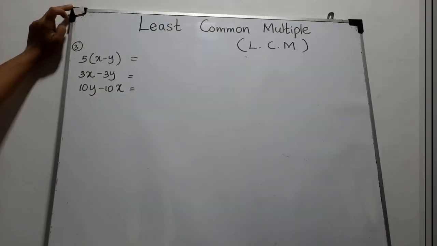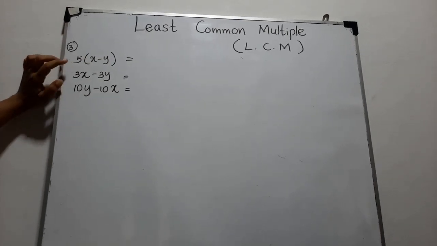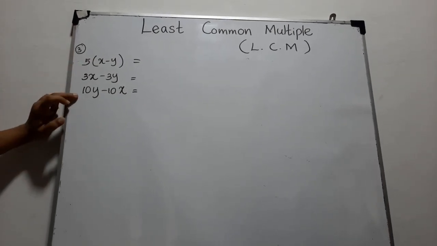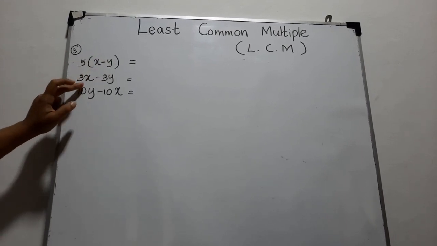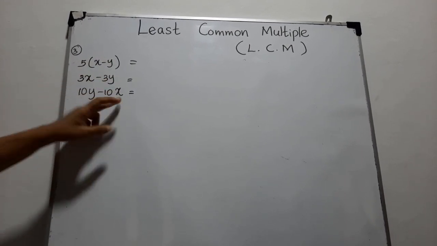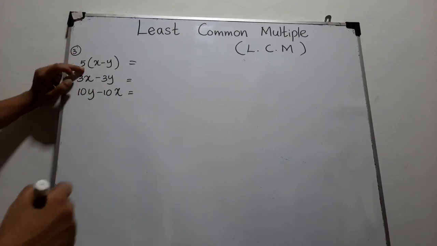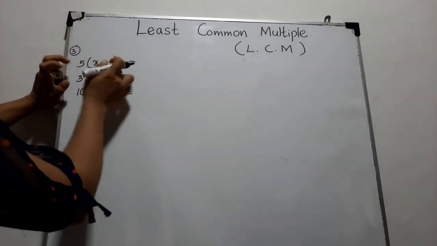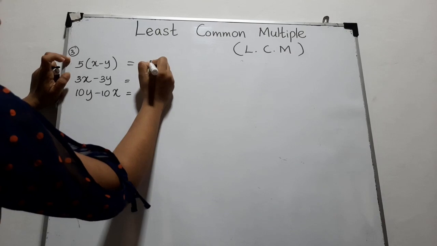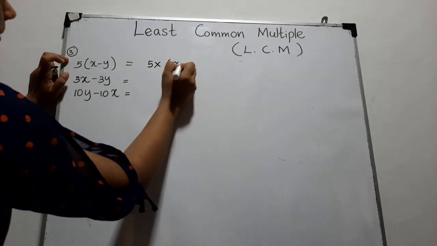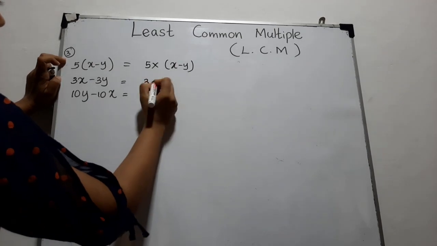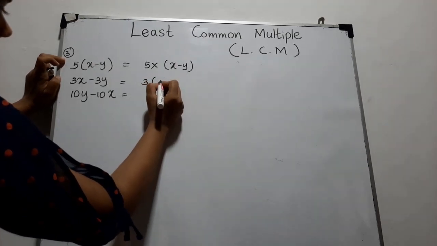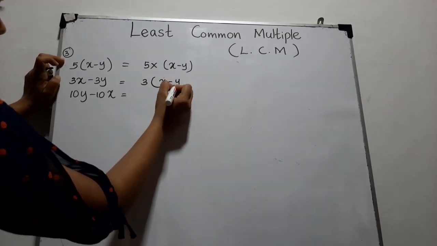Look at this example. Here you are given another 3 algebraic expressions: 5 times x minus y, 3x minus 3y, 10y minus 10x. Here, it is not needed to factorize; you are given their factors. 5 into x minus y. Here, 3 is a factor. When we take 3 out of brackets, 3 times x minus y.